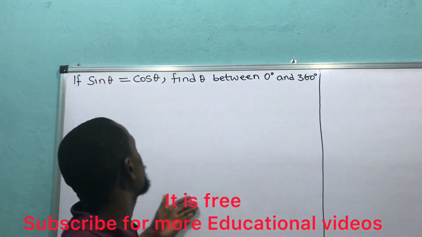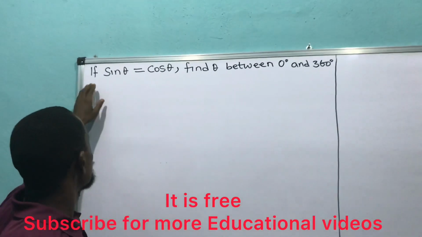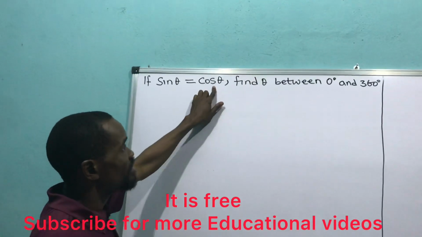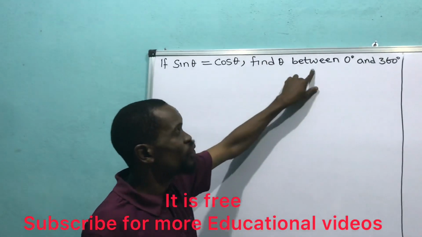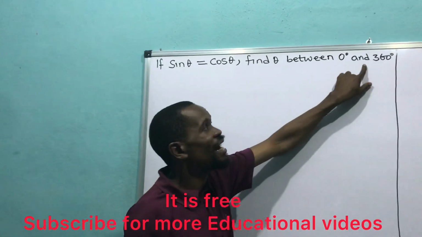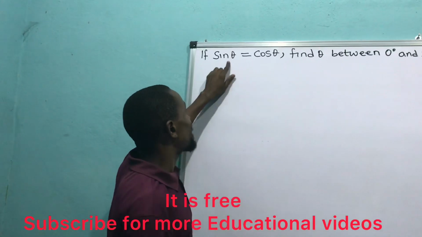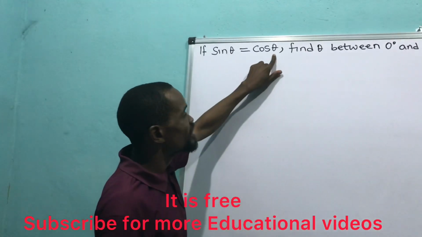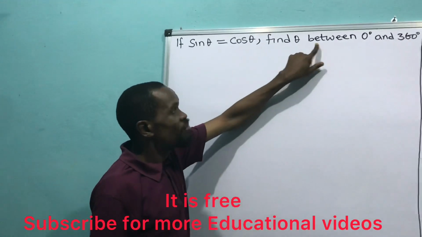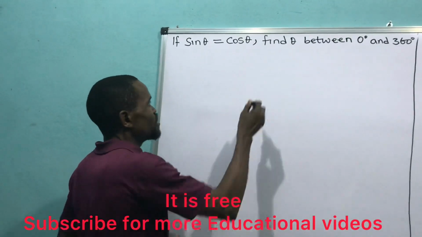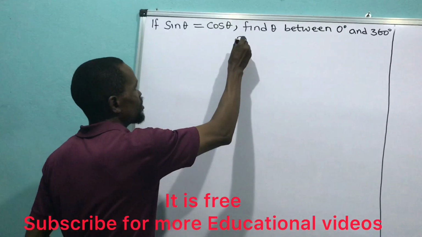Yeah, let's see on these questions. The question says, if sine theta is equal to cos theta, find theta between 0 degrees and 360 degrees. Solution. Let's look at these questions.